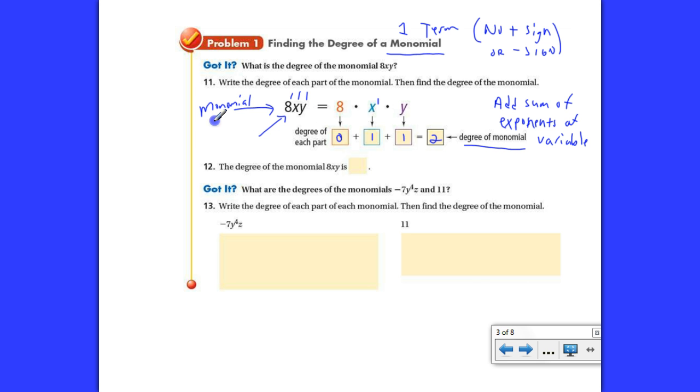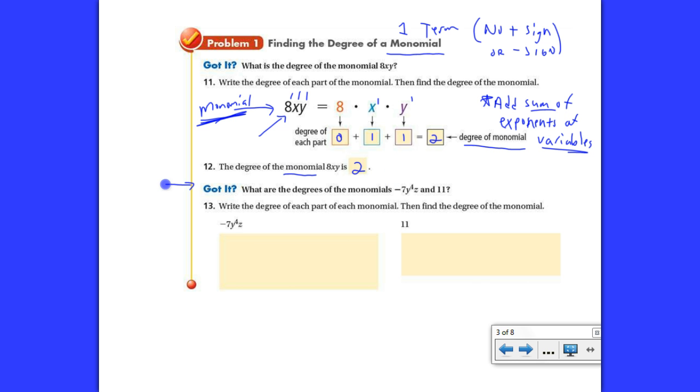Now this only applies when you have monomials. Polynomials are a little different. We'll get to that later. So if you're asked to find the degree of a monomial, you add the exponents of the variables. That's what I tried to say right here: add the sum of the exponents of the variables. So the degree of this monomial 8xy is 2.